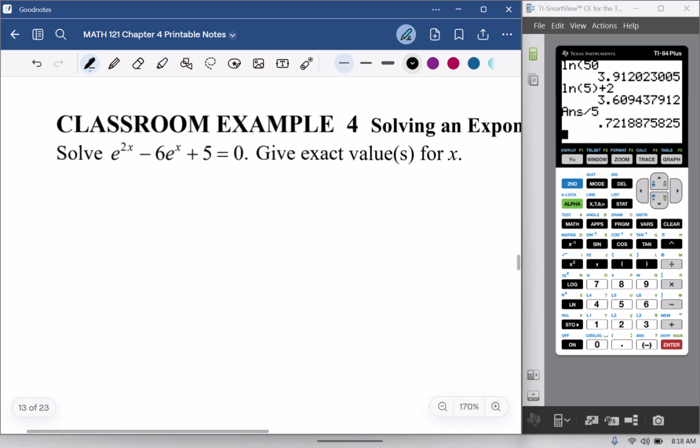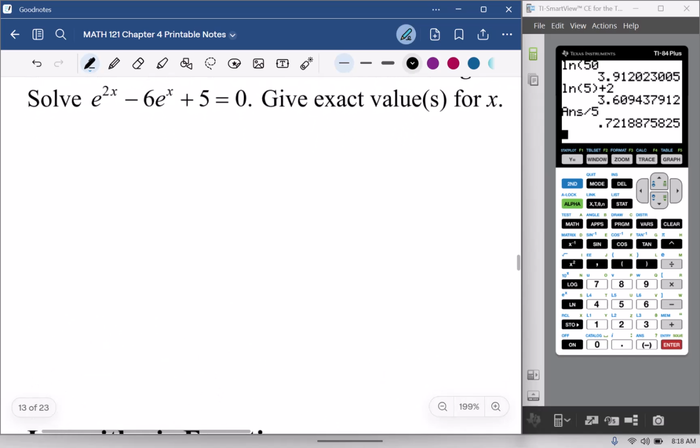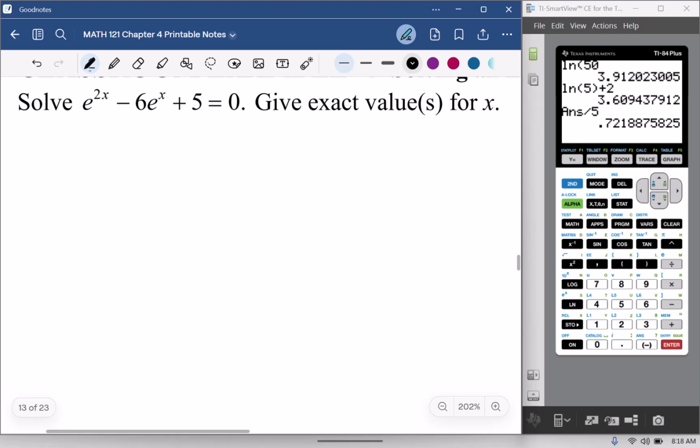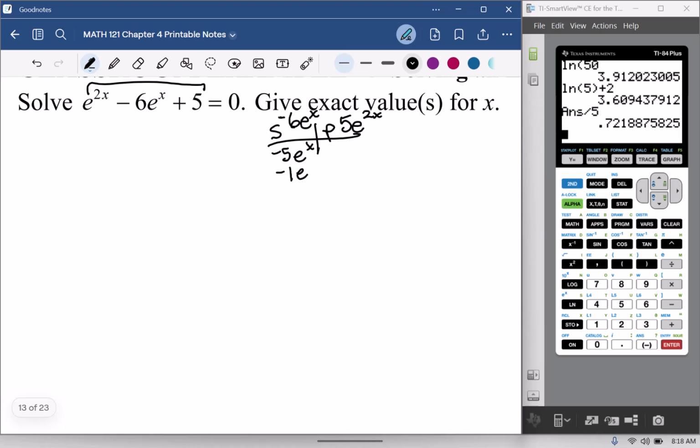Now, all right. This one says give exact values. So remember factoring, it's coming back. When you see 3, S and P. So my S is my negative 6e to the x. My P, because this is in quadratic form, is 5e to the 2x. So what multiplies to give you 5 and adds to give you negative 6? Negative 5 and negative 1. So I bring down the first one, replace the middle, bring down the last, and then I group.